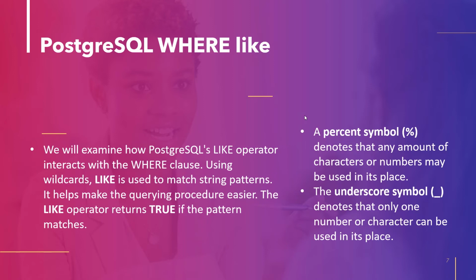If the pattern matches, then the LIKE operator returns true. The two wildcards used for this process are the % symbol and the underscore symbol. A % symbol represents that there can be any number of numbers or characters in its place, and the underscore symbol represents that there can be only one number or character in its place. So let's take an example and understand how the LIKE operator works.